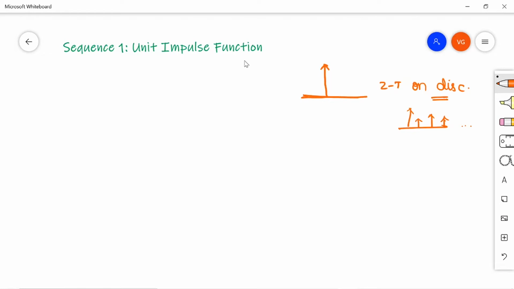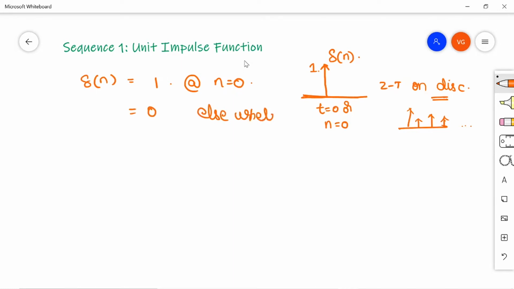Coming to the impulse function, here it's a single pulse that may be a continuous time signal or a discrete time signal. It's a single pulse at t is equal to 0, or as it is a discrete time signal, it is defined at n is equal to 0 and is represented as del of n. The unit impulse is defined as 1 at n is equal to 0 and is equal to 0 elsewhere. So this is how an impulse function is defined.